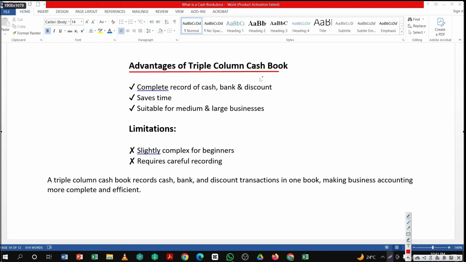Advantage of triple column cash book: complete record of cash, bank, and discount, saves time, suitable for medium and large business. Limitation: slightly complex for beginners, requires careful recording. So, a triple column cash book records cash, bank, and discount transactions in one book, making business accounting more complete and efficient. Now, we will see a practical triple column cash book format.